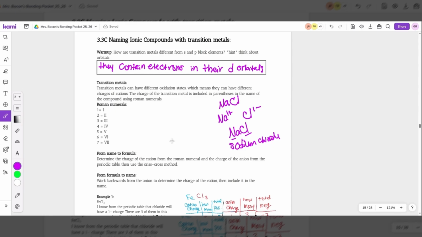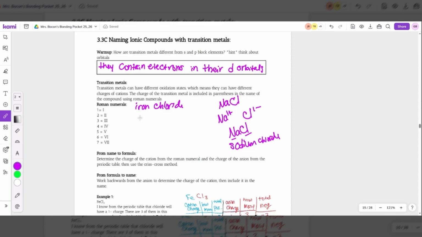If, however, I'm thinking about iron chloride, well, iron is one of those transition metals. Iron with a 2 plus charge exists. Iron with a 4 plus charge exists. I think iron with a 3 plus charge also exists. There are all these different versions of iron. So if I tell you iron chloride, well, that could mean anything because I don't actually know what this charge is. So I can't work backwards to figure out what that formula was.